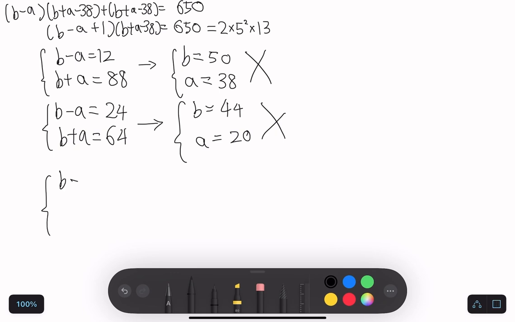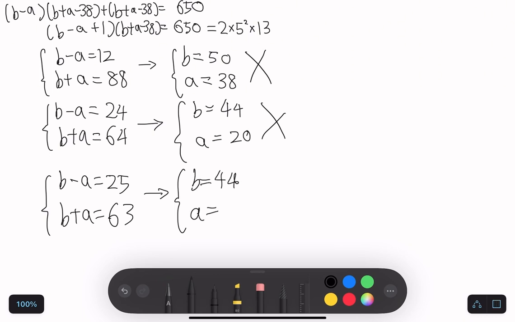What if B minus A plus 1 was 26? Then B minus A would be 25. And B plus A minus 38 would be 25. So B plus A is 25 plus 38, which is 63. Solving this, we get that B is once again 44, but this time A is 19.